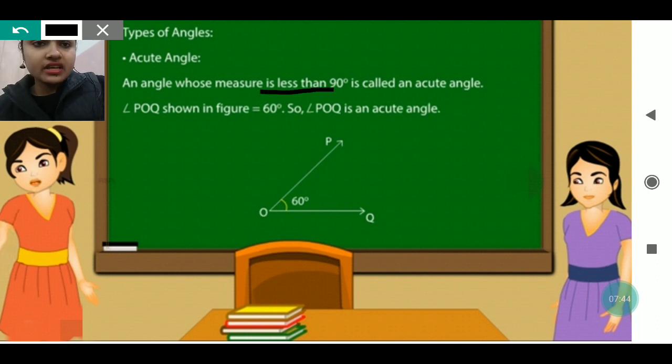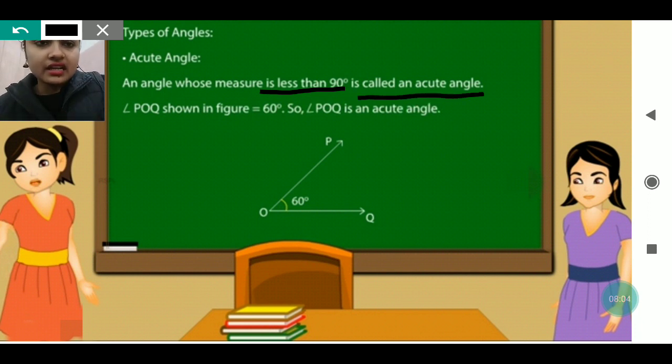When we are measuring whether an angle is acute or not, we check whether this angle is exactly 90 or less than 90. If it is lesser than 90, not even exactly 90, the measurement should be lesser than 90, then only that angle is considered an acute angle. Okay, it is called an acute angle.